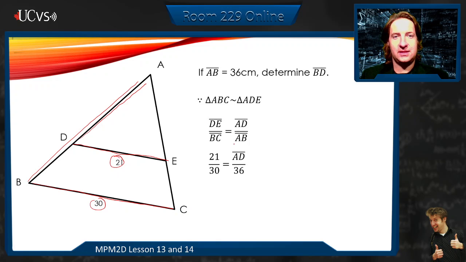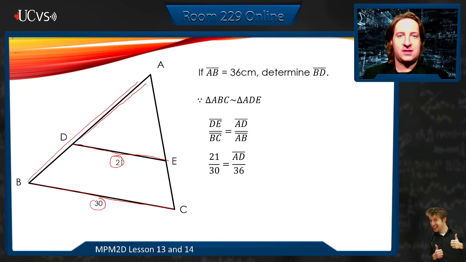So we can replace these numbers. I know AB is 36 from what they gave us. This larger length is 36. So 21 over 30, that's the proportionality statement here for the two sides we know, is equal to AD, the side we don't know, this shorter one, divided by the one we know, which is 36. So now I have this nice proportionality here. To solve it, I just have to cross multiply.